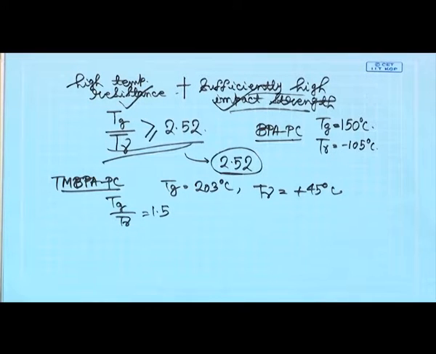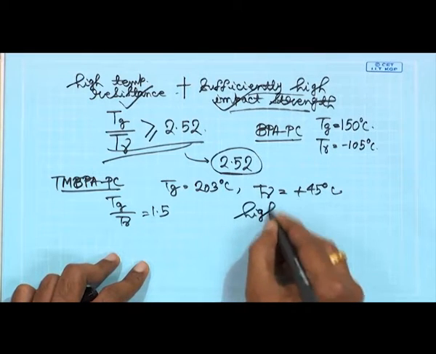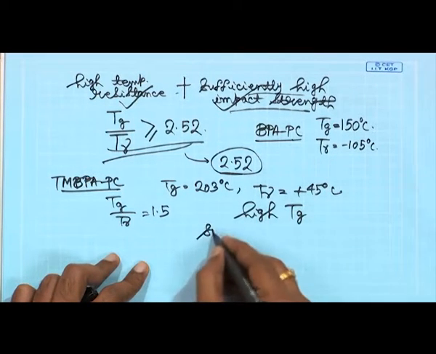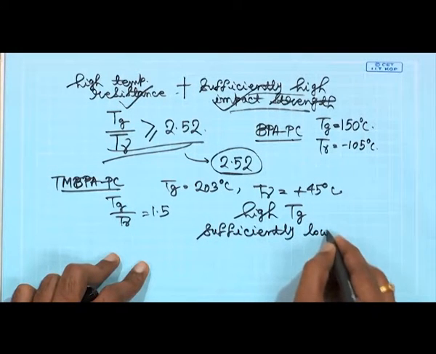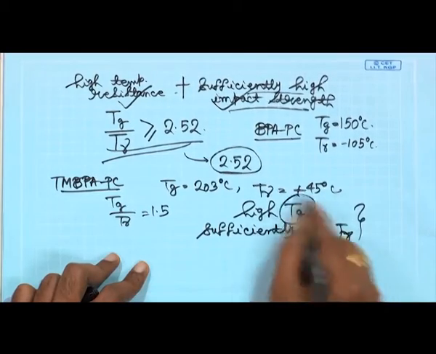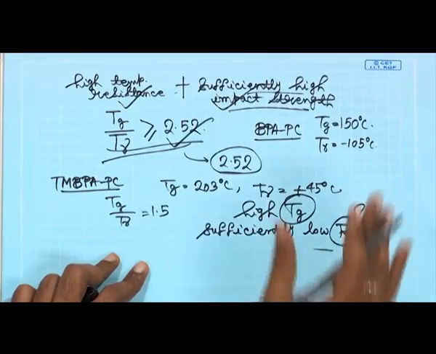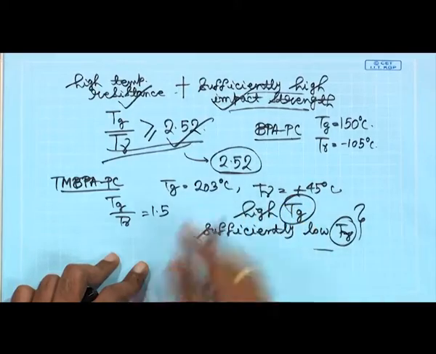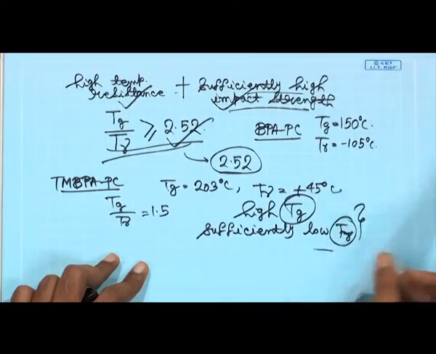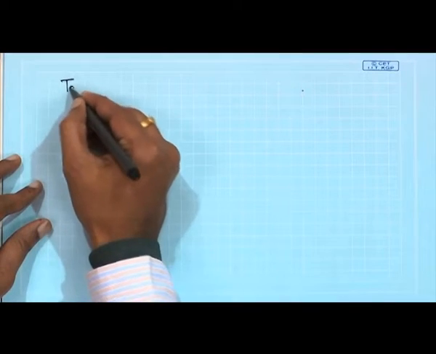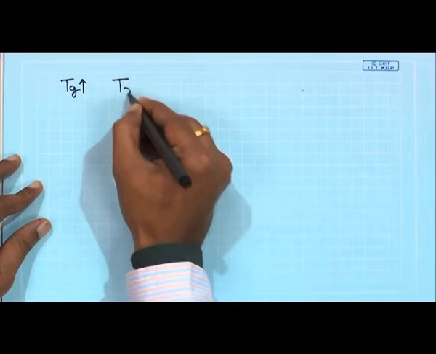So, a technologically valuable polycarbonate with high Tg should have a sufficiently low T gamma, so that this ratio is higher than 2.52. Then you will have a technologically important polycarbonate which has a substantially higher or enhanced property with respect to a BPA polycarbonate. All right. So, what can we do then? We want to increase the Tg, we do not want to increase the T gamma.